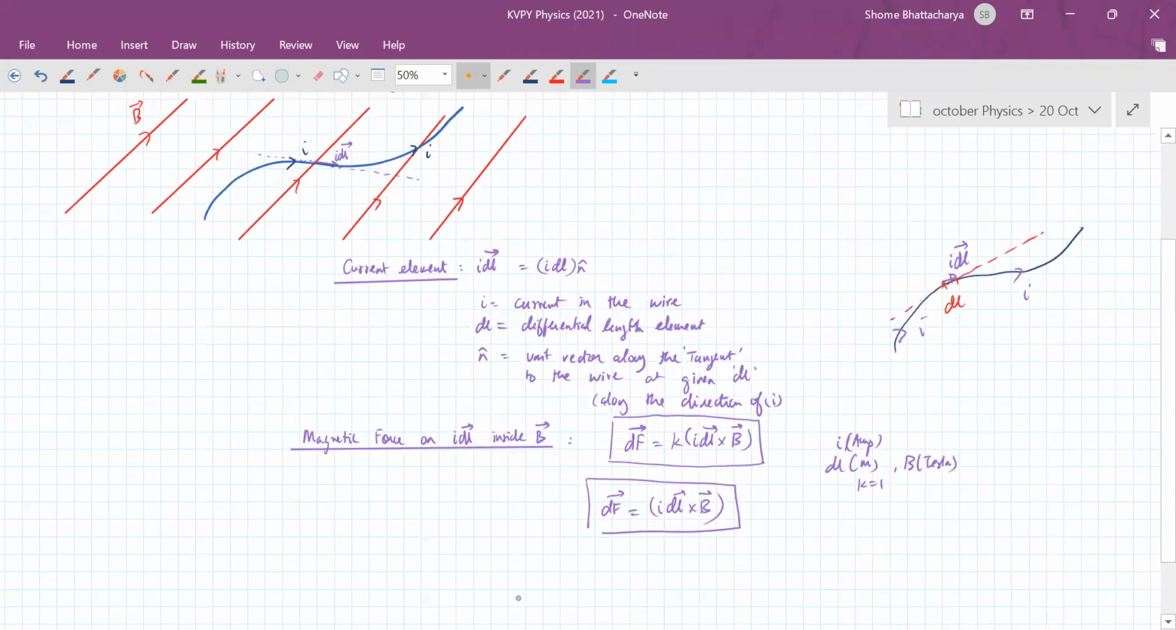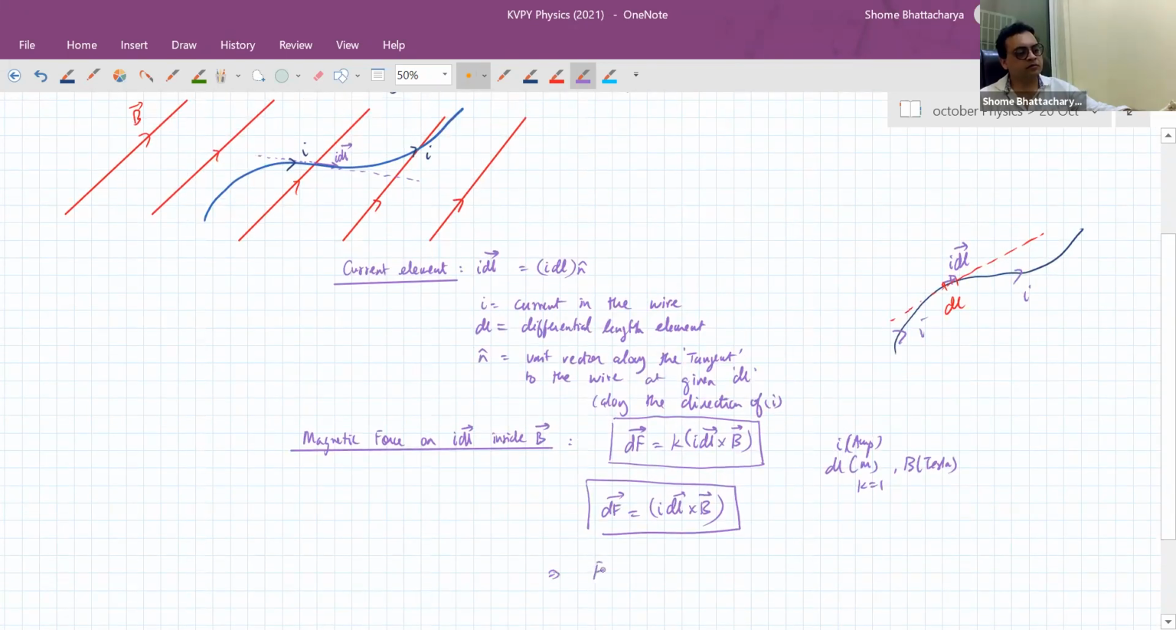So this becomes the formula for magnetic force acting on a current element. Now the net force acting on the wire because of the magnetic field will be the integration of the forces acting on all the current elements. So it will be the integration of IDL cross B. This whole thing is a vector actually. I into DL is the current element vector. So we should treat it like this.